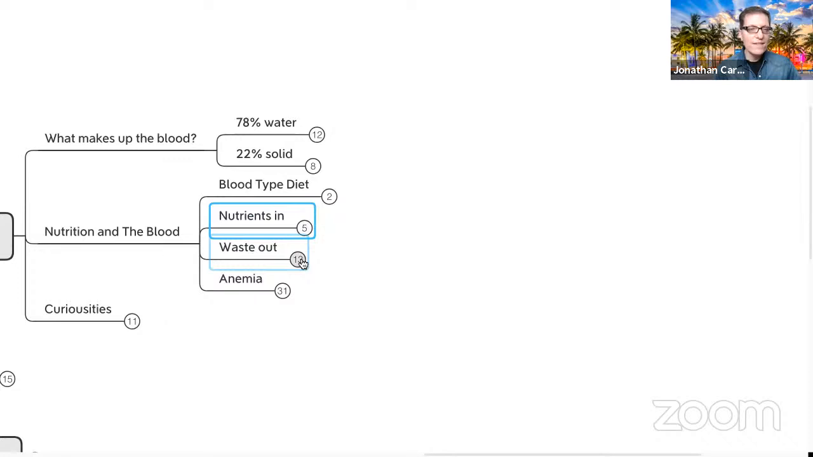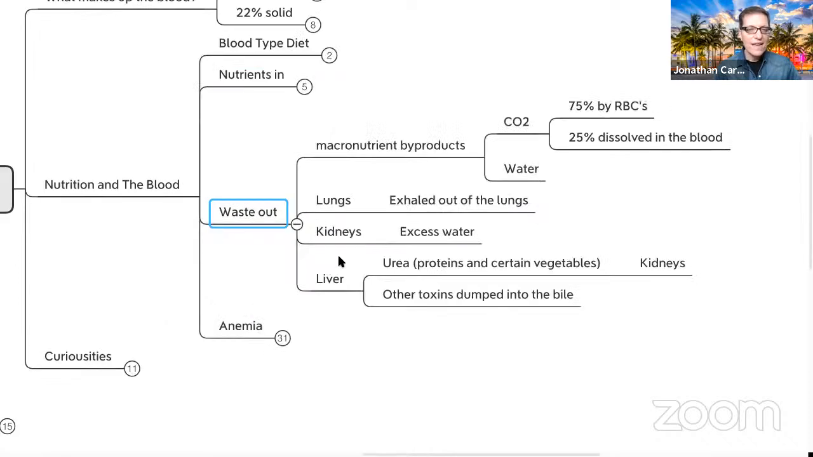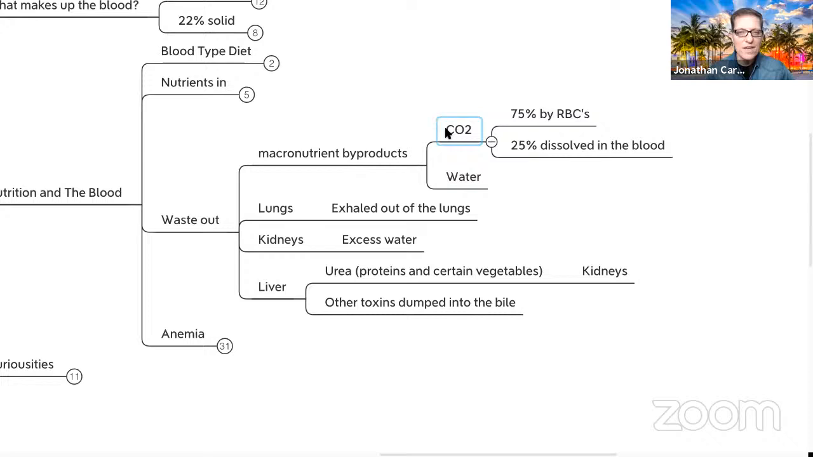So we have nutrients in, and then we have waste out. When your body processes fat and protein and carbohydrates, the main byproducts of the liberation of energy are CO2 and water. CO2, of course, carbon dioxide, is a gas, and as a result it needs to be transported. We've already talked about how gases can be dissolved into the blood, but they're also carried, as we know, by red blood cells back to the lungs to be released and exhaled.